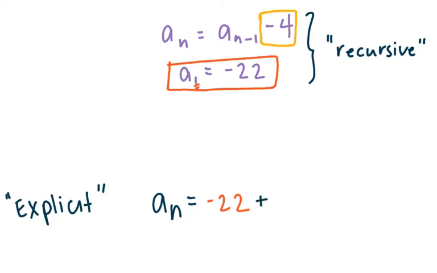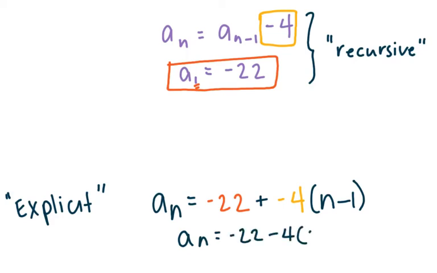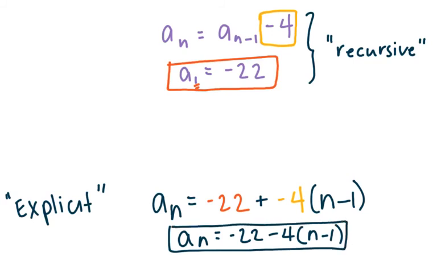Now, I always have students ask, do I write plus negative 4 or do I write minus 4? I don't particularly care if you write it this way with the plus negative, but on a multiple choice test, they're going to simplify that to just minus 4 and minus 1 times. And that's how you're going to write the explicit formulas.